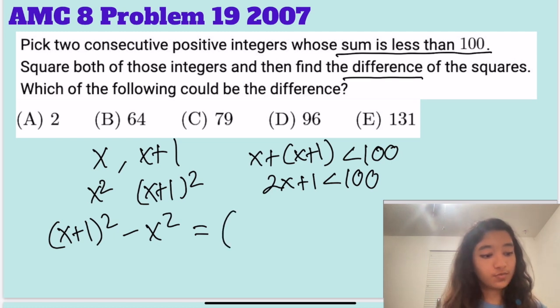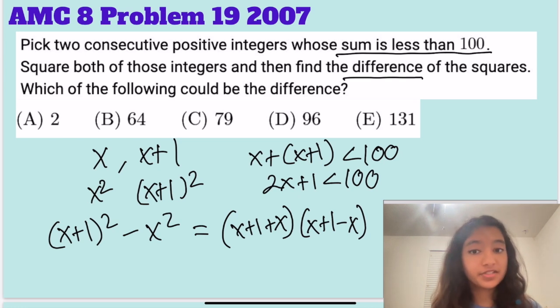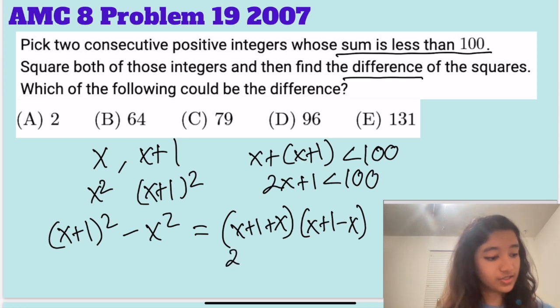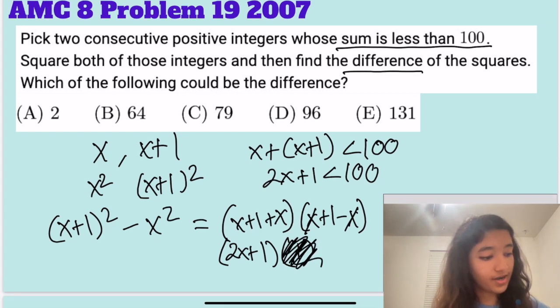So (x plus 1) squared minus x squared is equal to (x plus 1 plus x) times (x plus 1 minus x). So x plus 1 plus x, that's just 2x plus 1. And x plus 1 minus x, well, x and negative x cancel out, so that just gets us 1. And 2x plus 1 times 1 is just 2x plus 1, so we can ignore this factor of 1. So that means that this difference that they were looking for up here is just equal to 2x plus 1.